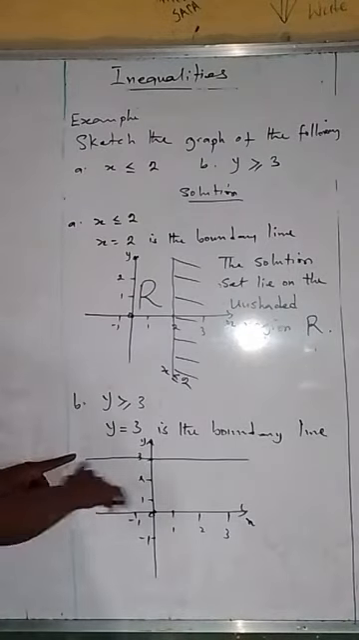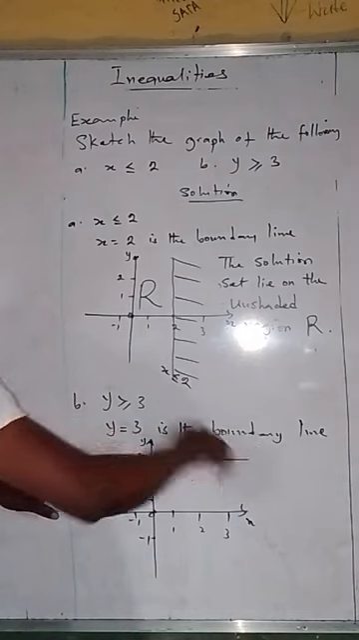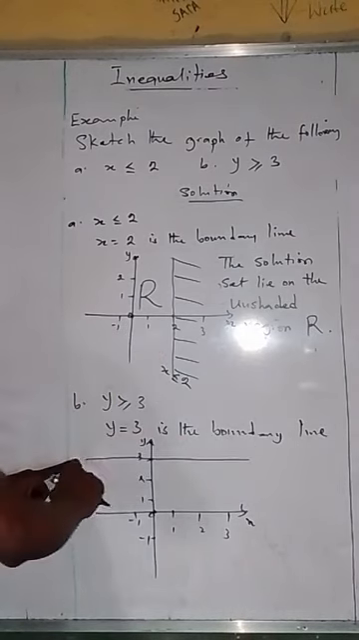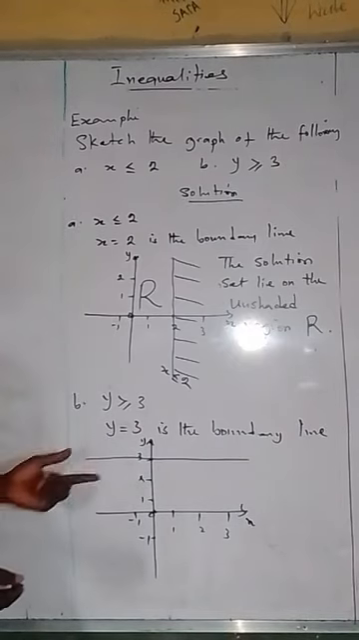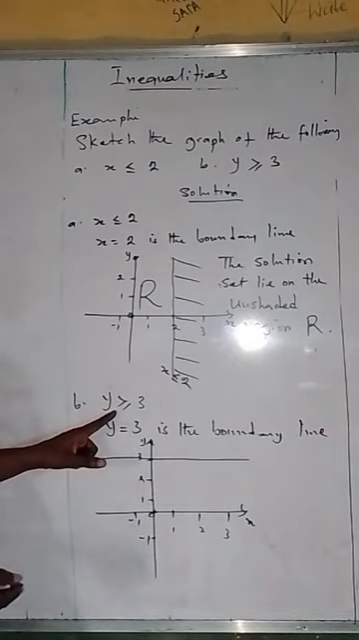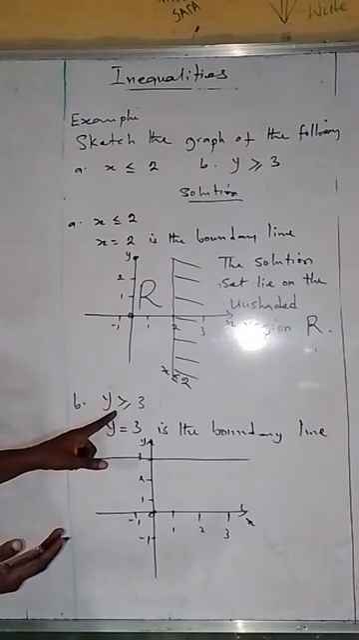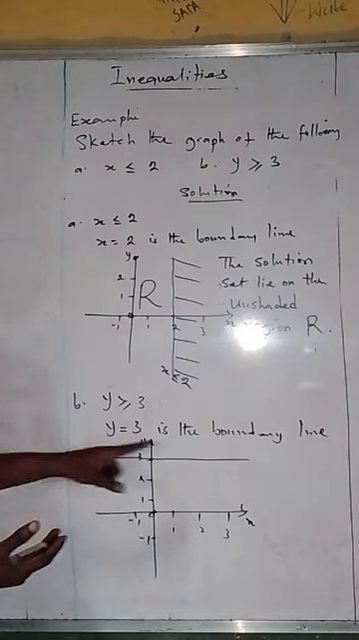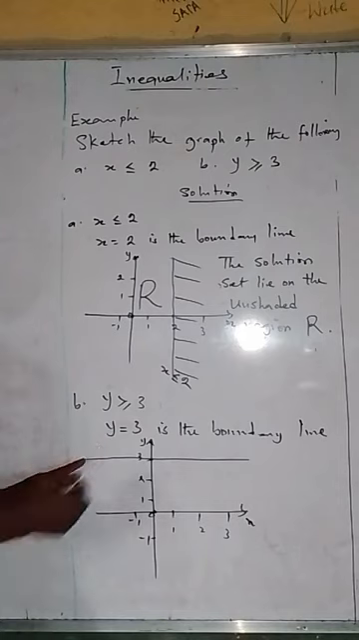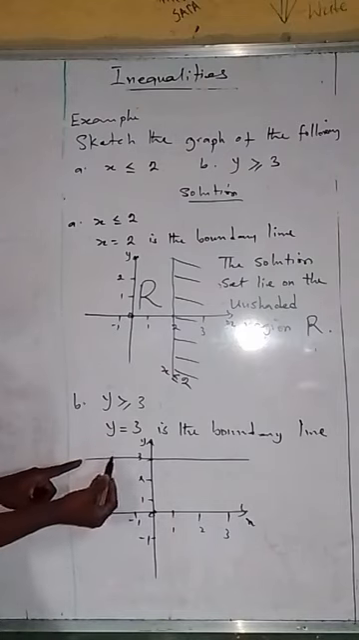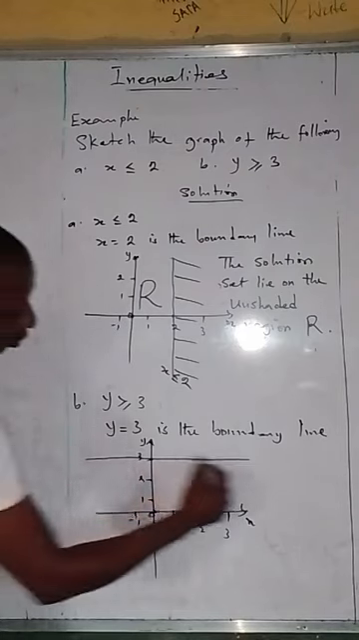You observe that I'm using block line. I use block line here. So now I'm also using block line. I will use broken line if it is strictly greater than. So probably the next lesson I'm going to explain that to you. So I'm using block line because it is greater than or equals to. Alright, so now you can see y equals to 3. So we just draw the line.